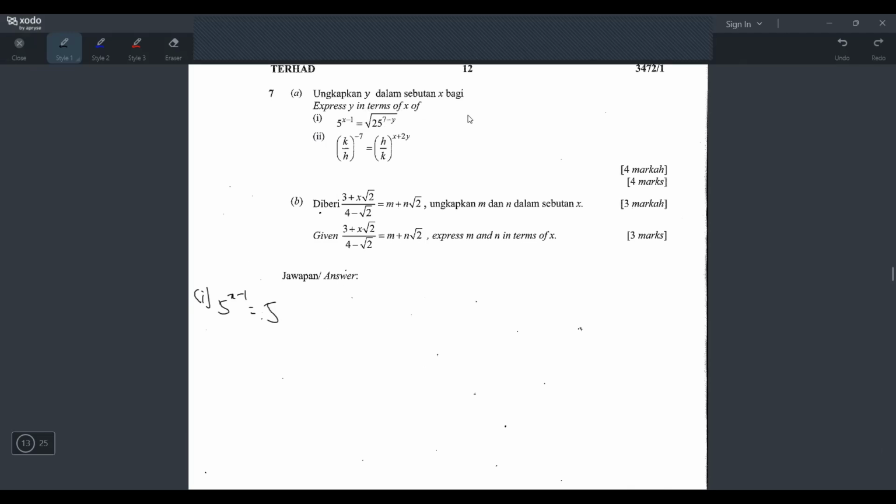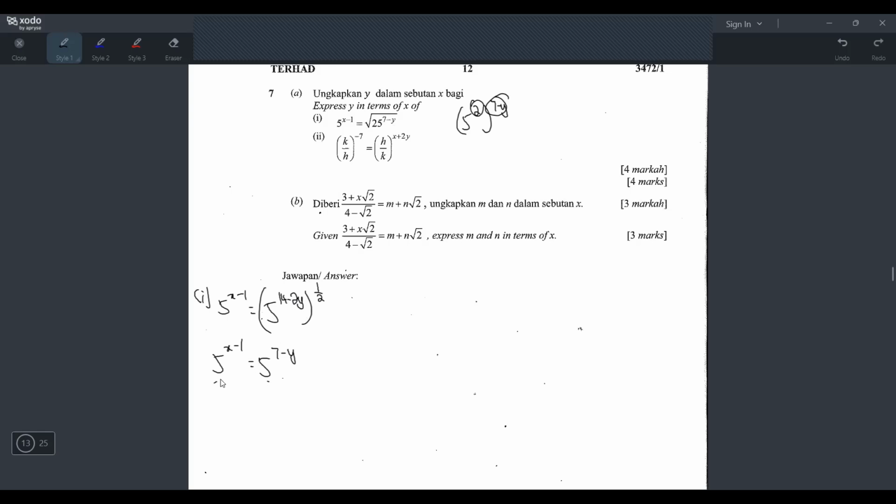right? So what happens if I take 5 power 2 power 7 minus y? These 2 and 7 minus y, we will times together. It will become 5 power 14 minus 2y. But there is still a square root. So square root means power 1 over 2. So I can write power 1 over 2 like this, right? So now it will become 5 power x minus 1 equals to 5 power. Okay, same thing now. You will take the power here and the power here and times. What is 14 times 1 over 2? 7. Negative 2y times 1 over 2? Negative y.